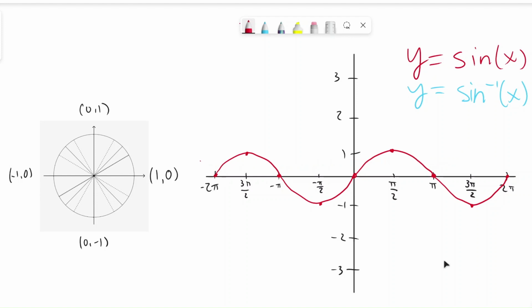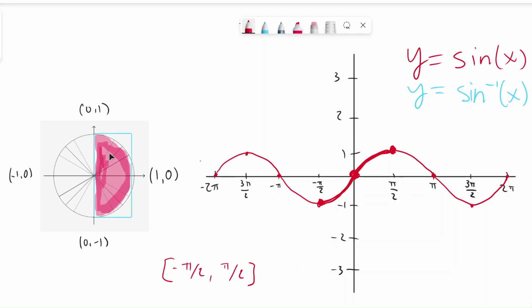And that's what we'll do, something called restricting the domain, where basically we're going to look at a certain piece of this graph, and that piece is going to be from negative pi over 2 to pi over 2. Now see that on the unit circle, I shaded negative pi over 2 all the way to pi over 2. And this is because all the y values in this shaded region are unique, meaning that in this domain of the graph, there are no repeating y values, which means that when we go to graph the inverse of sine, it will be a function.